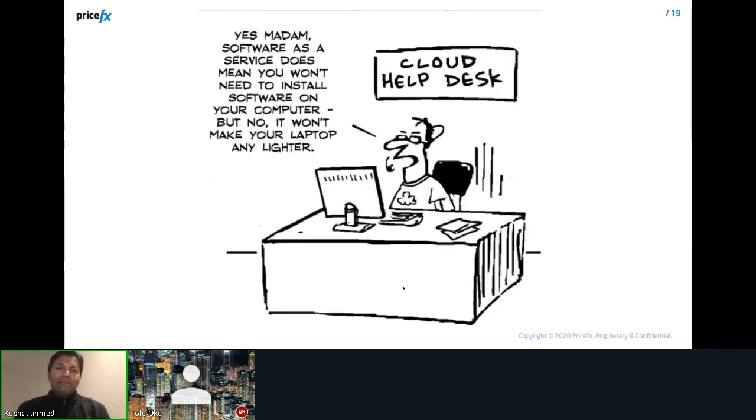All right, this is just for a bit of fun. There might be some misconceptions, and some may assume that with SaaS solutions they don't need any laptop in their workplace, but that's not true. You are going to use the software through your computer, using your web browser and with the help of the internet, but it's not going to make your laptop any lighter.